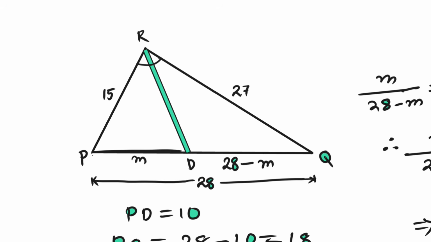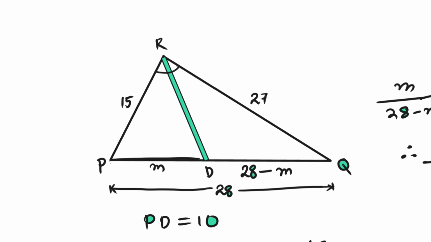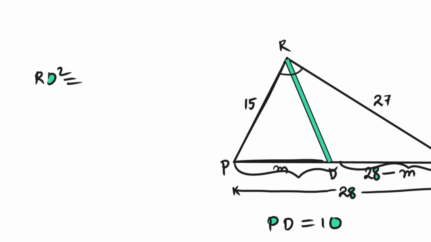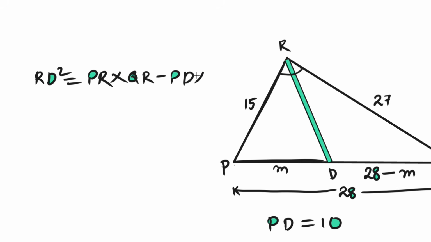There is a useful formula for the length of an angle bisector. If the angle bisector has length RD, then the square of RD equals the product of the two sides adjacent to the bisected angle, minus the product of the two pieces into which the opposite side has been divided. In our case, that means RD squared equals PR multiplied by QR minus PD multiplied by DQ.